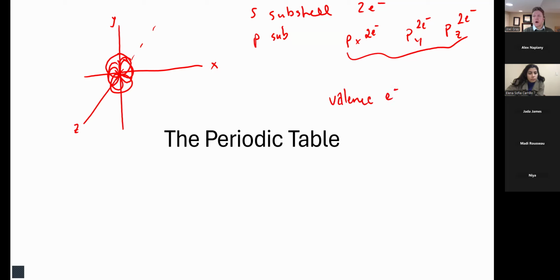Our valence electrons are our outermost electrons. Those are the electrons that are most easily lost. It's also the location where electrons are most easily gained. So if we think about the s subshell and a p subshell, how many total electrons do we need to account for? 8. So if you have a full s subshell and a full p subshell, you have 8 valence electrons.